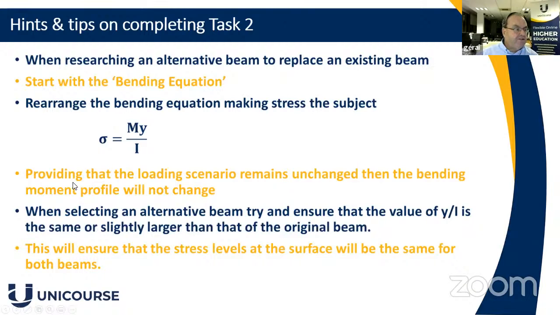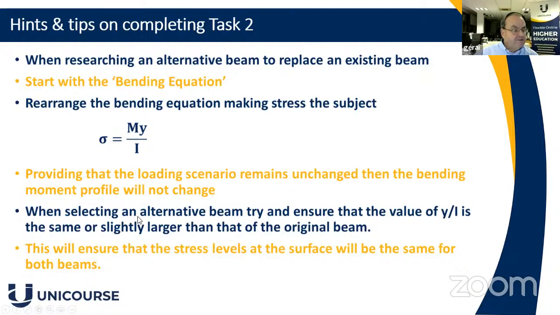And I've reiterated this point here: providing that the loading scenario remains unchanged, then the bending moment profile will not change. That's important to remember. If you don't change the loading conditions, then the bending moment profile will remain exactly the same. So that term, the bending moment term, will be constant. So the only variables are the distance from the neutral axis to the surface and the second moment of area.